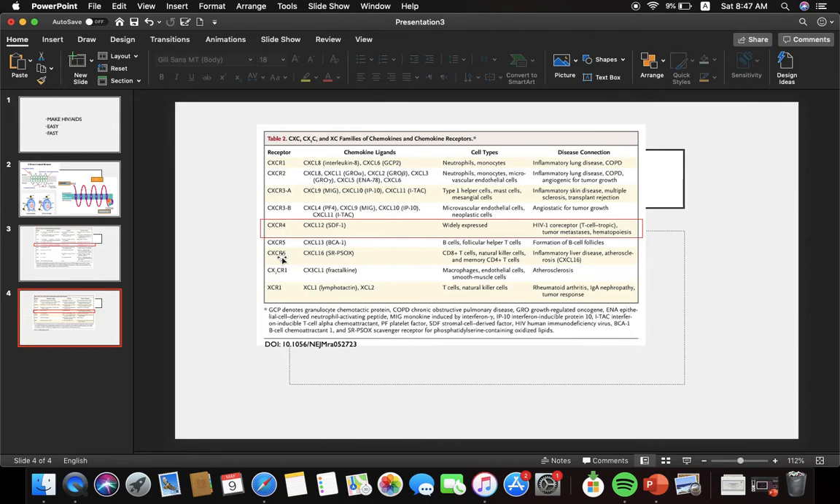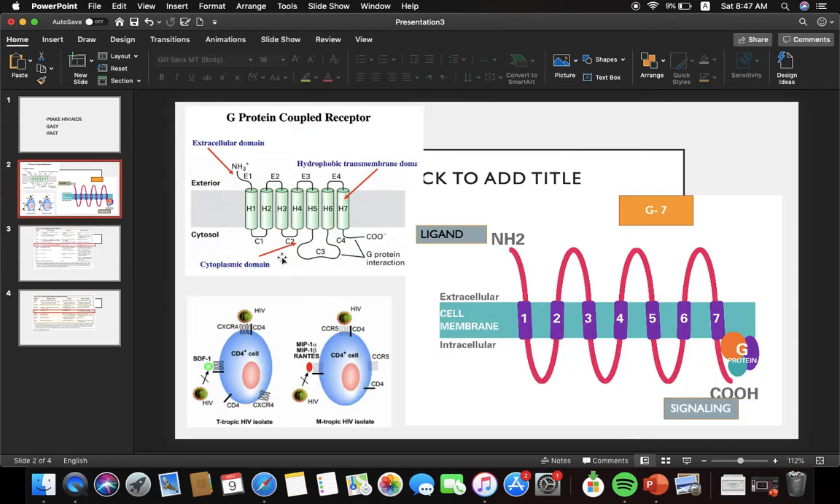Now, I didn't find any book mentioning whether a mutation in CXCR4 would lead to infection or not. But from my conclusion, I think that if you have a CXCR4 mutation, you will still have infection, because HIV initially will infect through CCR5 and later on will infect through CXCR4. And this is all about the chemokine receptors.